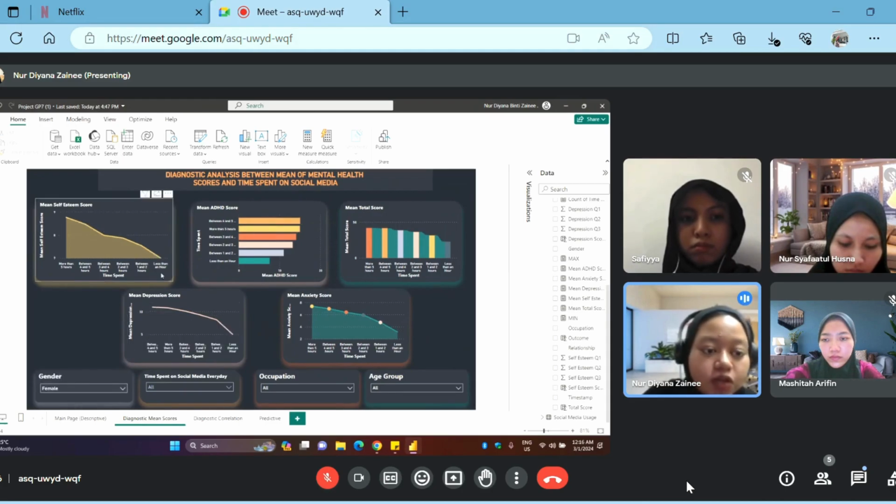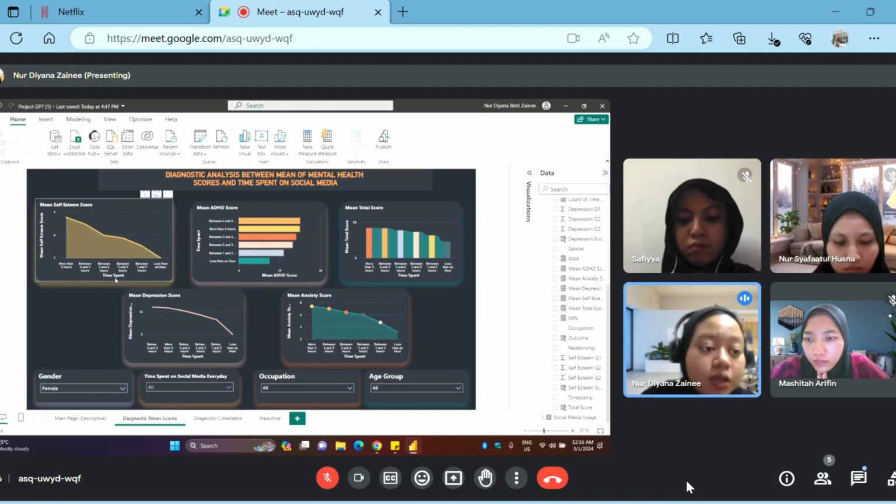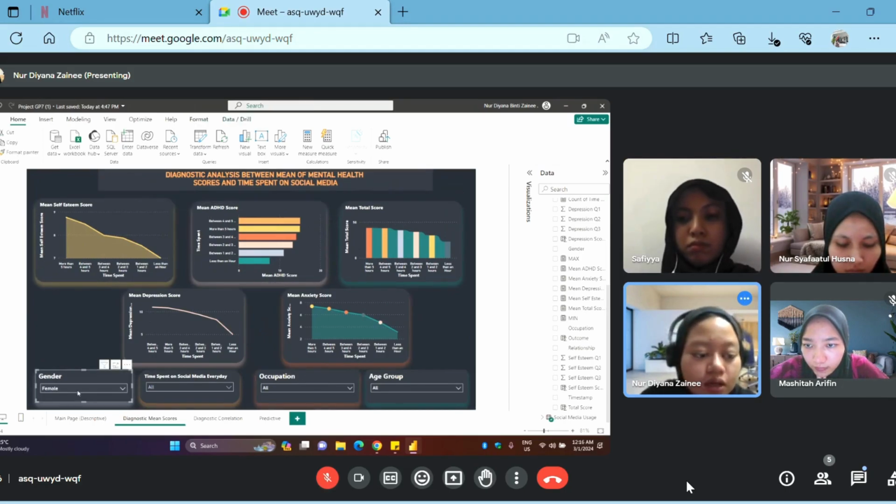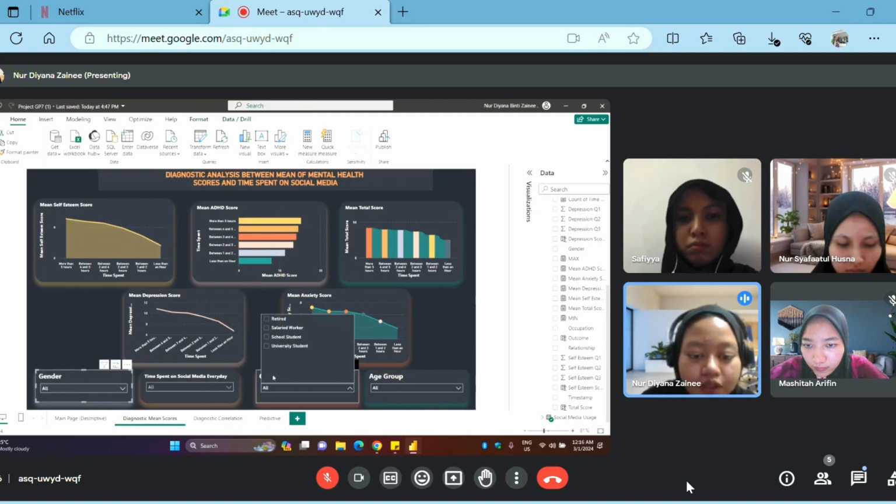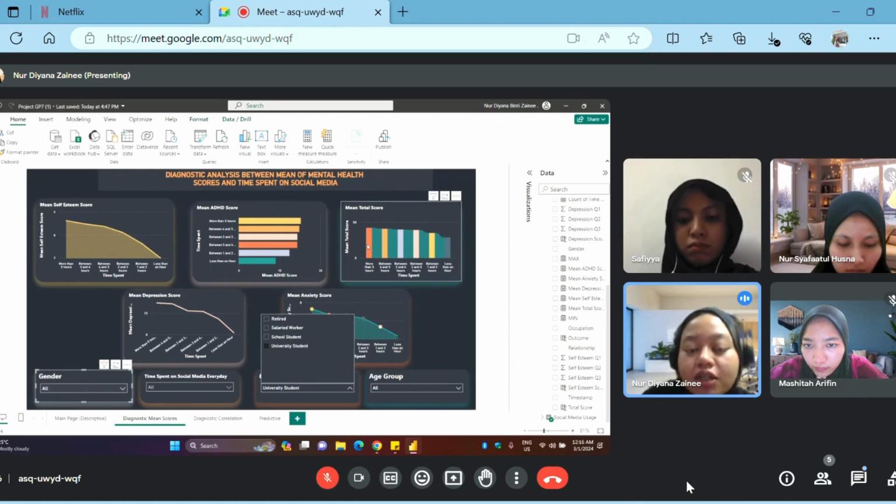So we can see for the female also, the graph is rapidly increasing and forms a positive relationship between time spent and the mean of the mental health scores. And if I filter it by, for example, university student, we can also see that the graph is increasing between the time spent and the mean scores of mental health.